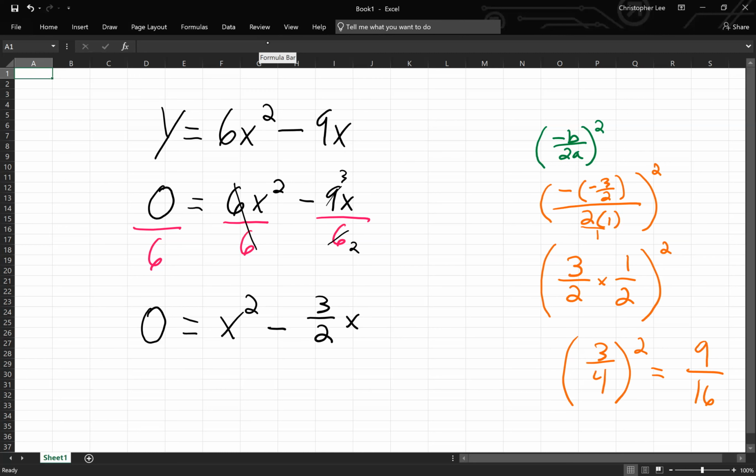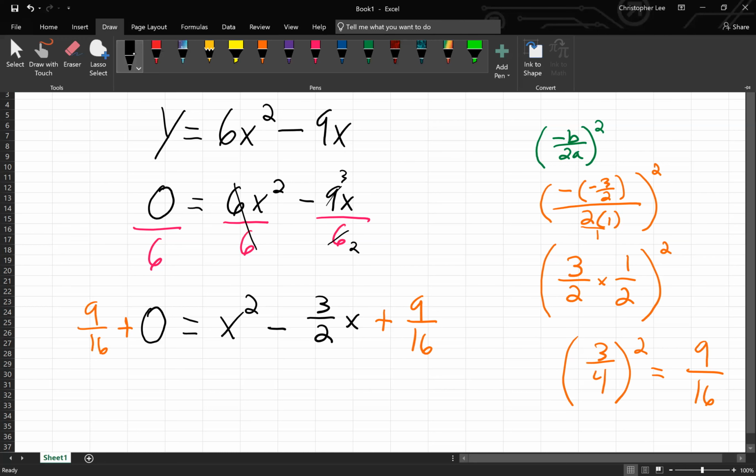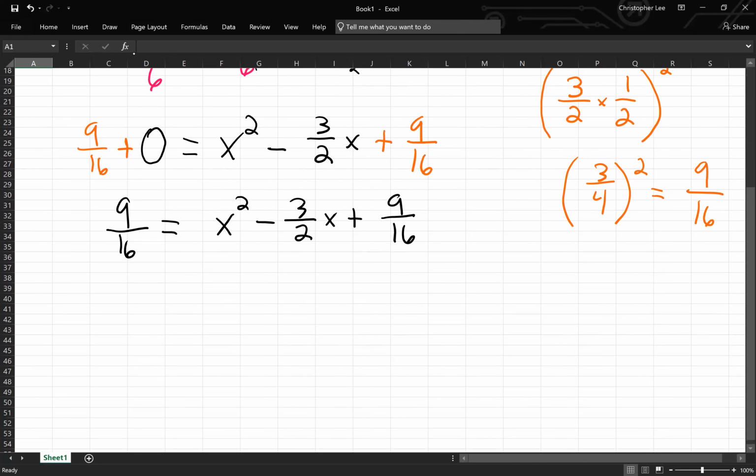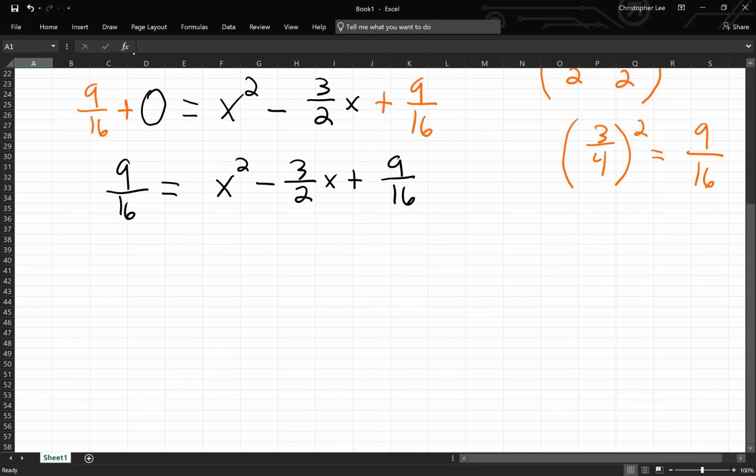Now that you have the 9 over 16, you're going to add that to both sides of the equation. So I'm going to add 9 over 16 here, and I'm going to add 9 over 16 here. So what's my new equation? 9 over 16 is equal to x squared minus 3 over 2x plus 9 over 16. So now I want to factor the perfect square trinomial. So tell me, what's the factor of this going to be?